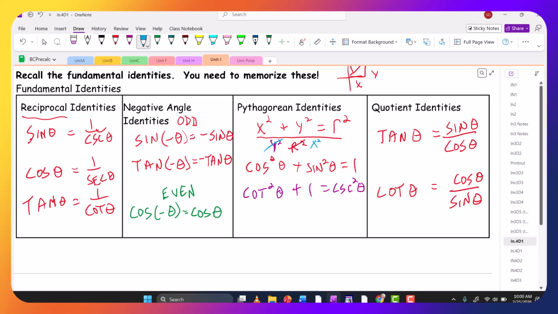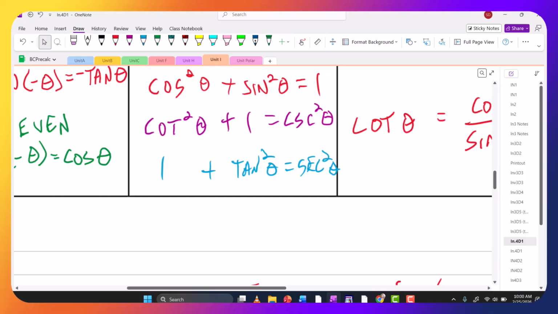Okay? X squared over x squared, both of them being squared. Y over x is tan. And then r over x is secant squared. Now here's where this gets weird. Not weird. What you also have to be aware of is alternate versions of this.